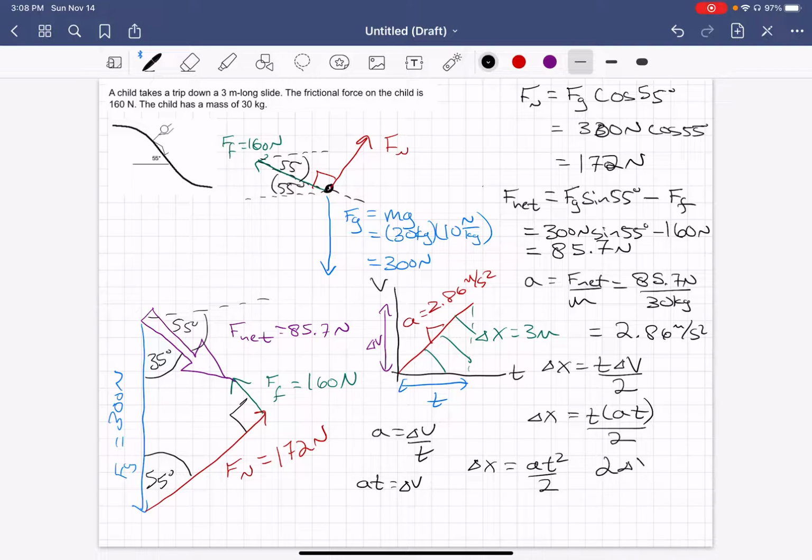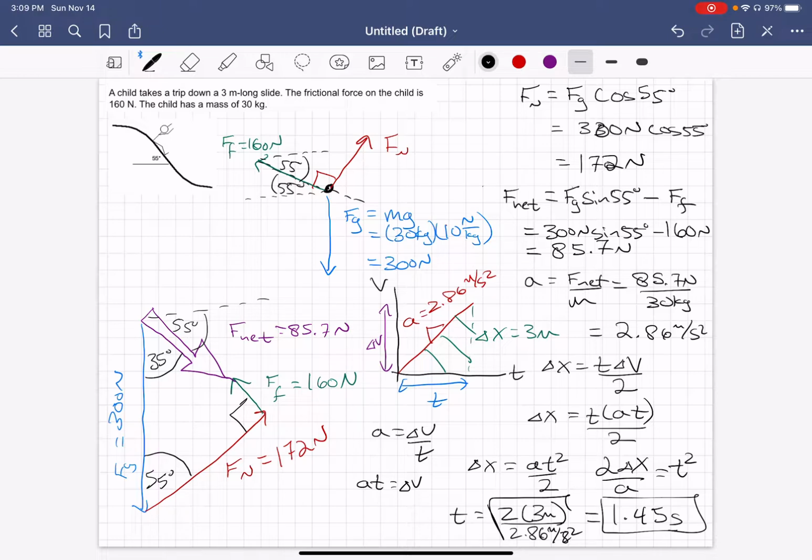I can do 2 times delta x over a equals t squared, which means when I plug in numbers, I have 2 times 3 meters over 2.86 meters per second squared, and then I take the square root of all that. When I plug that into my calculator, I get that the child will take 1.45 seconds to get down the slide. So there we go. That's an example of how we can use vector addition diagrams to solve a problem where the forces are unbalanced.